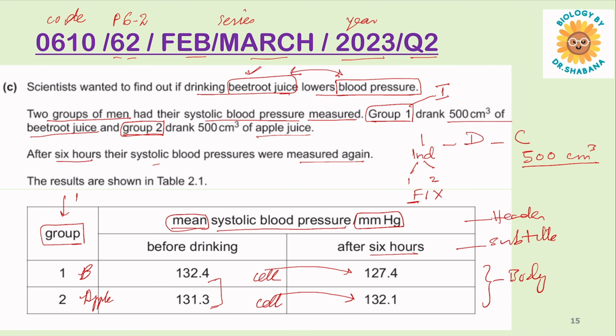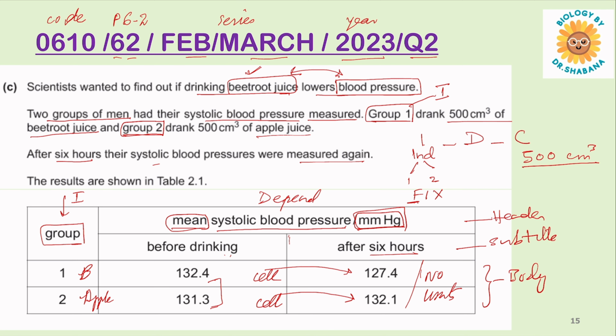So this is my independent, and this becomes my dependent part of the table. And because it was before and after, I had to make a subheading or subtitle: before drinking and after 6 hours, and I put the numbers here. Now, if you can see, there are no units given here, right? None of the cells have units. I've placed the unit right at the top, and you do not have to repeat it. It goes for all of the cells, all right?